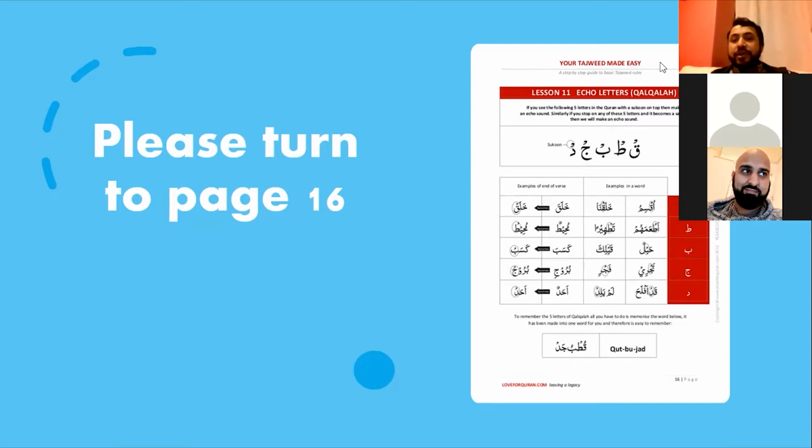I do apologize. So on this page, page 16, I'll give you guys about 5 minutes. Just practice these exercises. So you got, for example, uqsimu khalaqona and stuff like that. And then we'll come back and we'll touch base on the echo letters again, okay? So I'll put you guys in there now, and I'll give you 5 minutes, inshallah.